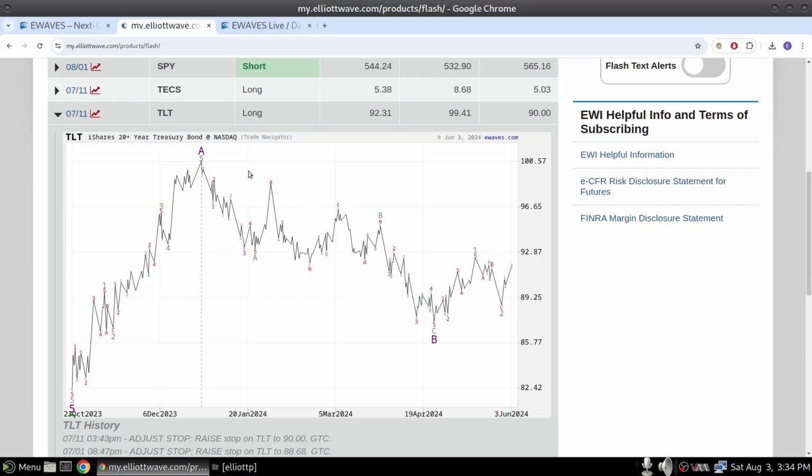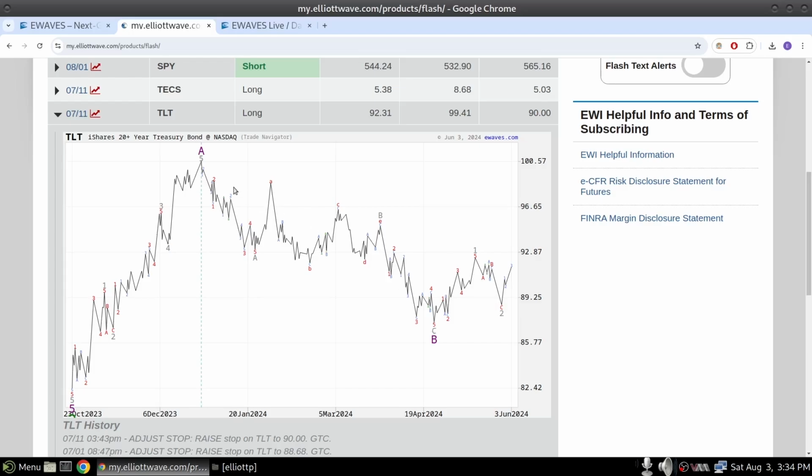Now, one thing that gave us some extra confidence that this decline was corrective was the triangle here. And this is a wonderful, really cool thing about triangles: because triangles can only occur in the B, X, and 4 positions, it cannot occur in 2. It gives you this extra clue because we had, look, 5 down here, then we had a triangle, A, B, C, D, E, and then another 5 down.